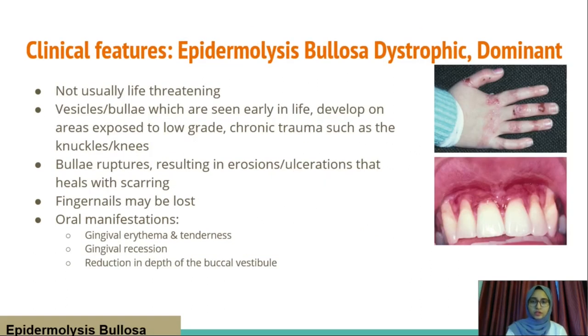Epidermolysis bullosa dystrophic dominant type is usually not life-threatening. Vesicles or bullae, which are seen early in life, develop on areas exposed to low-grade chronic trauma, such as the knuckles or knees. This is seen in the picture on the right-hand side of the slide. The bullae rupture, resulting in erosions or ulceration that heal with scarring. In the process, fingernails may be lost. Oral manifestations include gingival erythema and tenderness, gingival recession, and also reduction in the depth of the buccal vestibule. These features are seen in the bottom right-hand side picture.